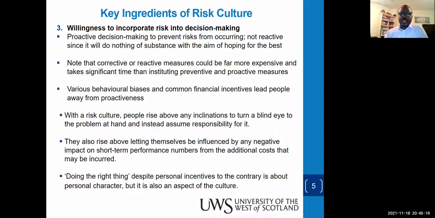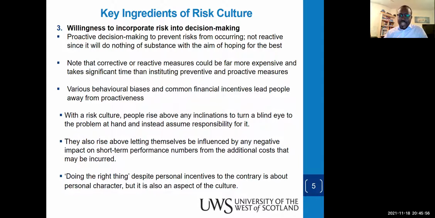Also, the willingness to incorporate risk management into decision making. Okay, here one key thing is looked at: proactiveness. So any decision making should look at preventing risk, not correcting the risk. Okay, now most business organizations will attest to the fact that reactive measures, corrective measures, are quite expensive. Sometimes when the damage is done, it will take you years to recover. You know, when you leave the system to be loose and then somebody ends up stealing billions of pounds, you will lose it. Okay, you will lose it.